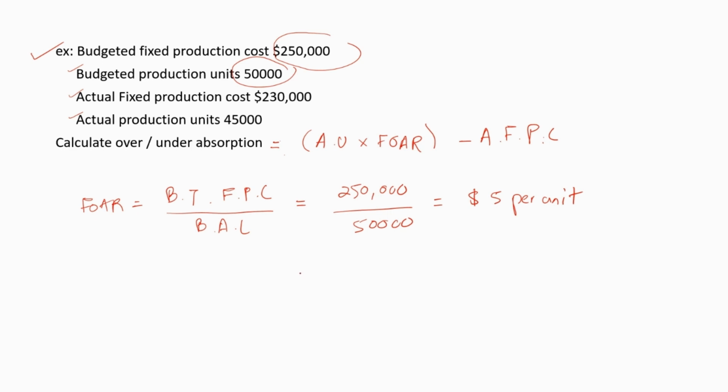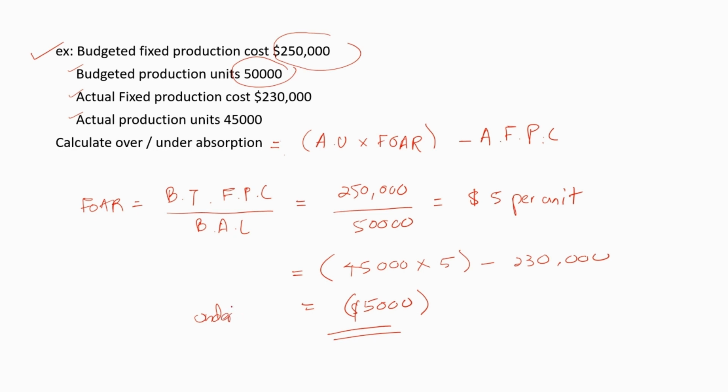Now we can calculate the over or under absorption. Actual production units, 45,000, multiplied by FOAR. FOAR is 5, minus actual fixed production cost, which is 230,000. This is equal to minus $5,000. So this is an under absorption.